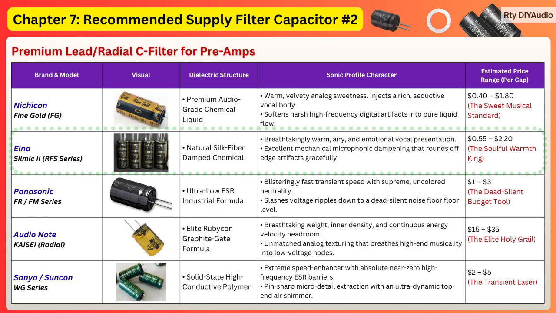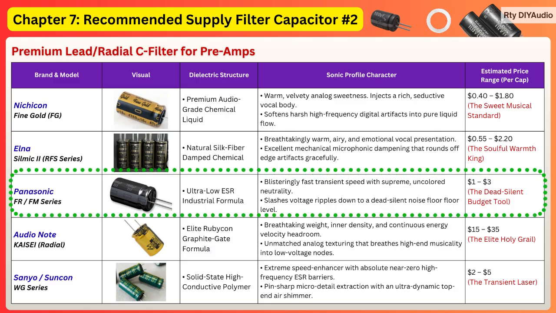Second, the ELNA Silmic 2 RFS series. Backed by a natural silk fiber damped chemical matrix, this soulful warmth king delivers a breathtakingly airy and emotional vocal presentation, utilizing elite mechanical microphonic dampening to round off edge artifacts gracefully.